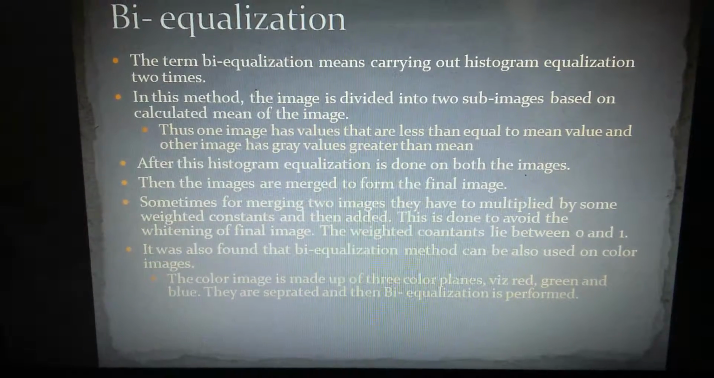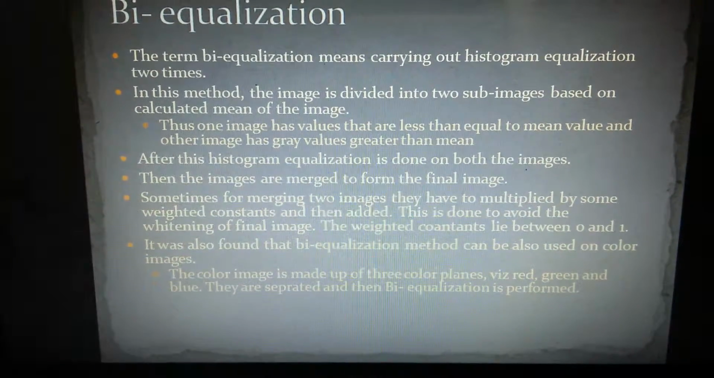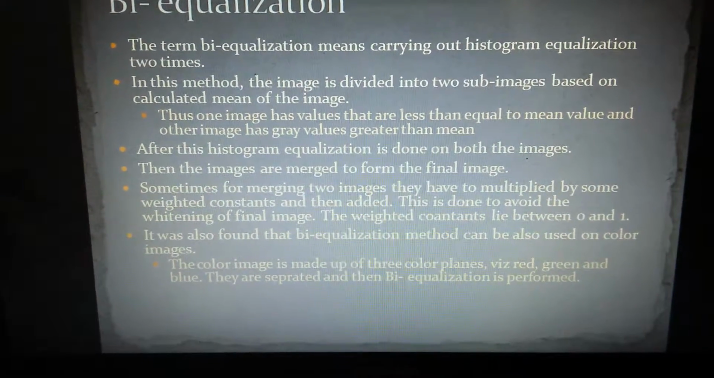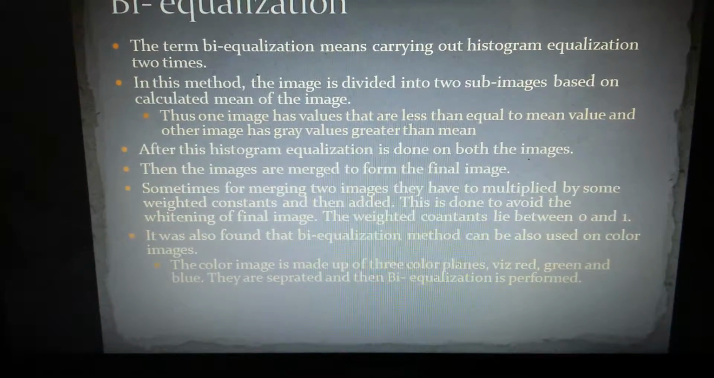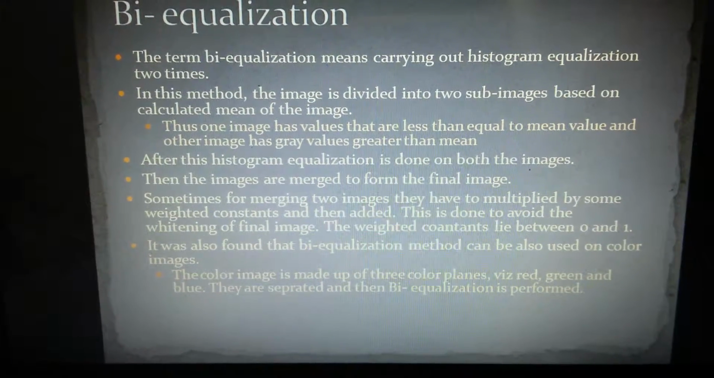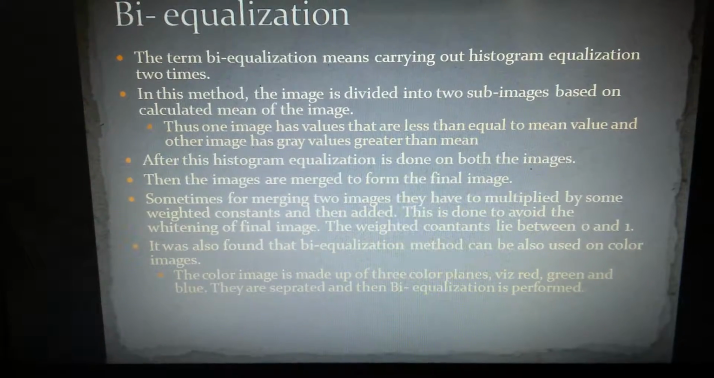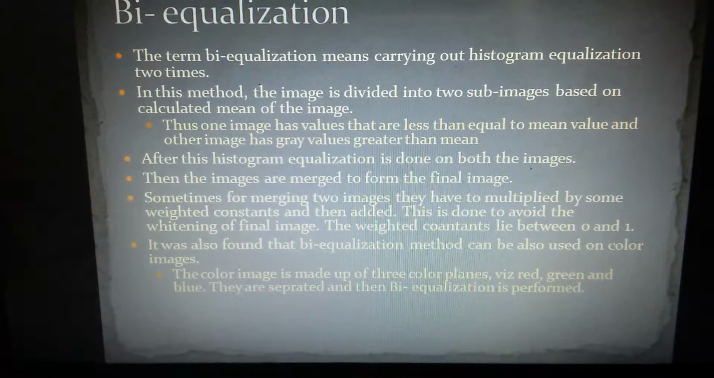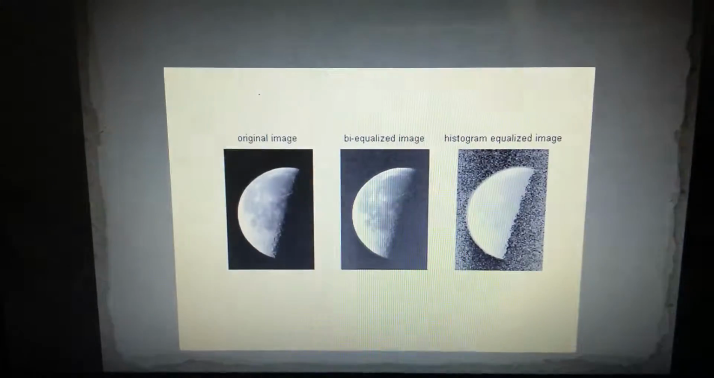The bi-equalization technique can also be used in color image processing. Color images contain three color planes: red, blue and green. In this, all three planes are separated and bi-equalization is performed on all three planes. Color image processing is useful because new technologies like positron emission technology give us color images, which are nothing but diagnostic images, and hence it's important that we do color image processing.